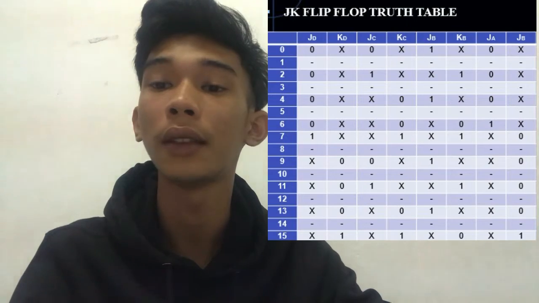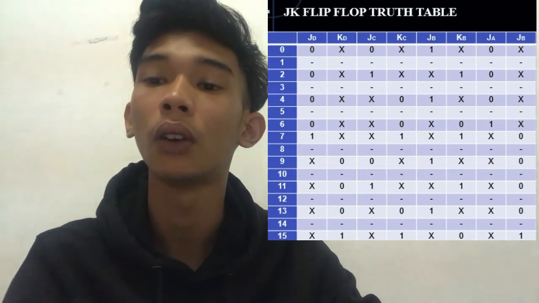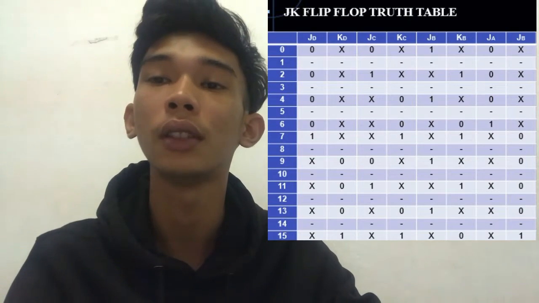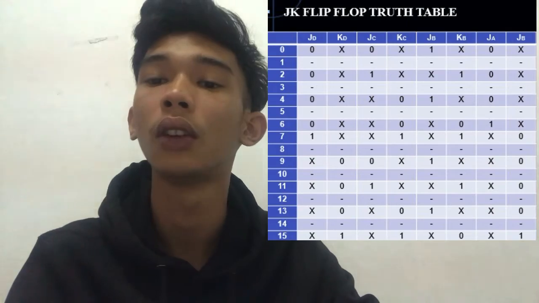Firstly, we need to do a JK flip-flop truth table. This truth table I just took from the previous presenter. Output for our group is 2, 4, 6, 7, 9, 11, 13 and 15. So, the truth table will contain only those numbers. For the next step, there are 8 K-maps. We need to separate each one.